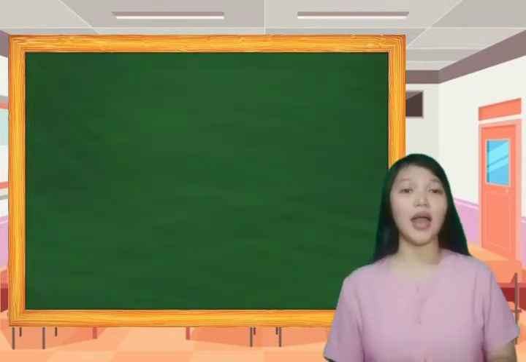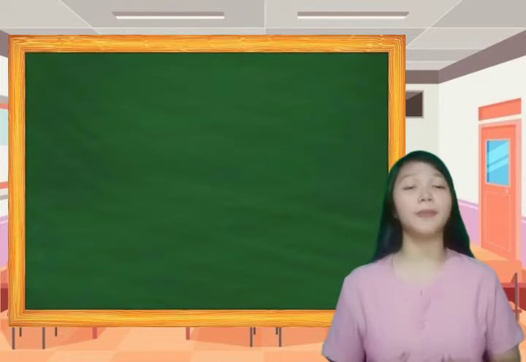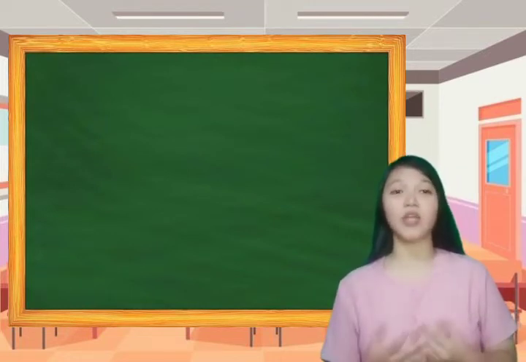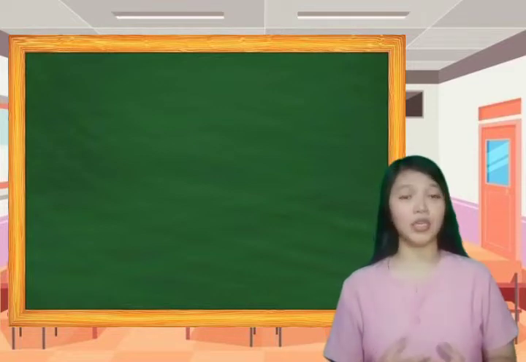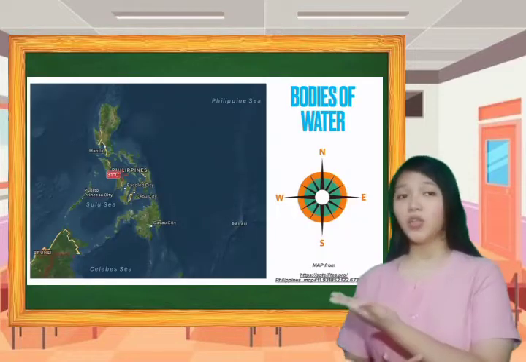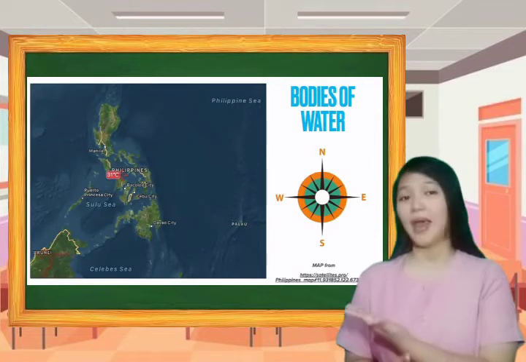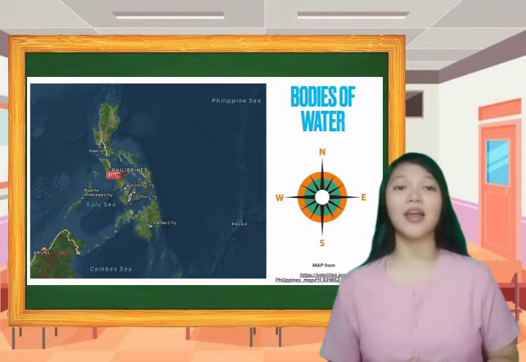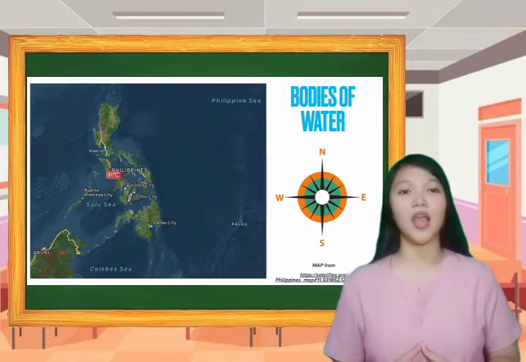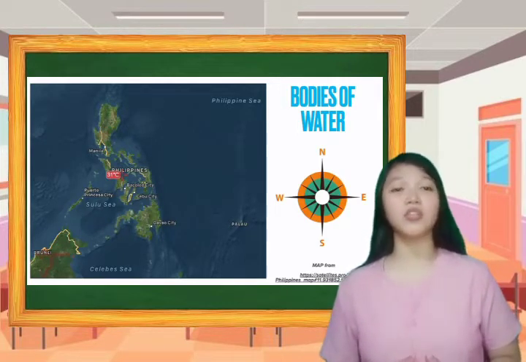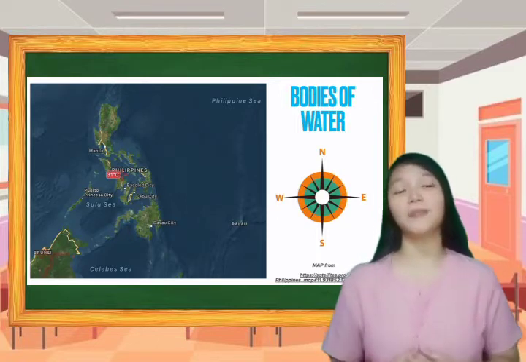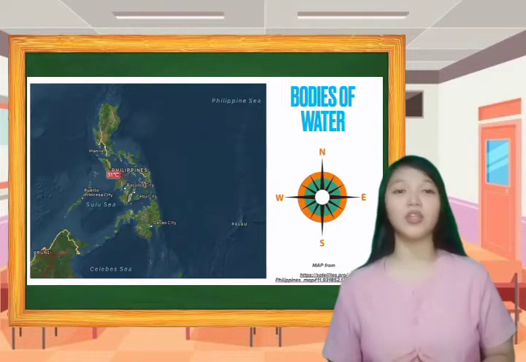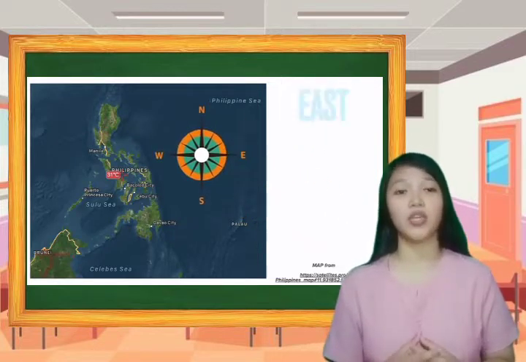A while ago, I asked you to describe the Philippines. So to describe our country by looking at the map, take a look at this map. You can say that the Philippines is an archipelagic country. It is an archipelagic country surrounded by different bodies of water. It is also found in the Western Pacific Ocean.